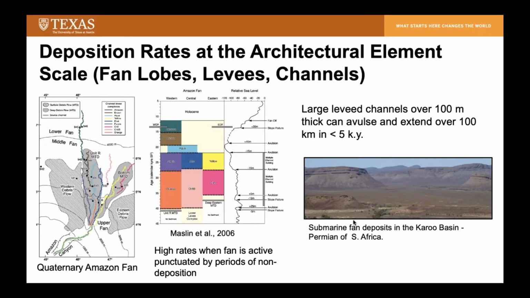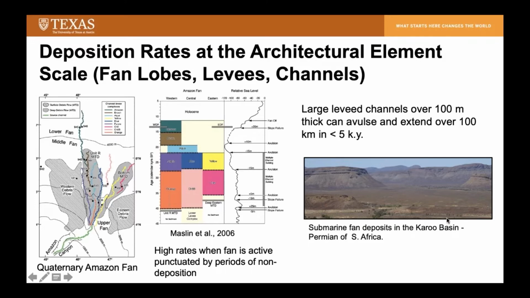So what about rates of deposition at the architectural element scale? We'll show you some more data that we've gathered on the Golo fan, but it's a really nice paper by Maslin in 2006 showing the avulsion of elements on the Amazon fan and dating them with carbon-14 dates. He was able to show that these individual avulsions and extensions of these channels occurred on the scale of 4,000 or 5,000 years for each avulsion and extension. So large leveed channels, in this case with levees up to 100 meters thick, can avulse and extend over 100 kilometers in 5,000 or 6,000 years.